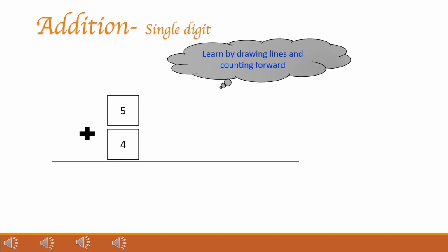We are going to learn various methods of addition. First we will start with drawing lines and doing the forward counting from the larger number. Here we have to add 5 and 4. So we will draw lines equal to the numbers. For 5 we will draw 5 lines, and for 4 we will draw 4 lines.